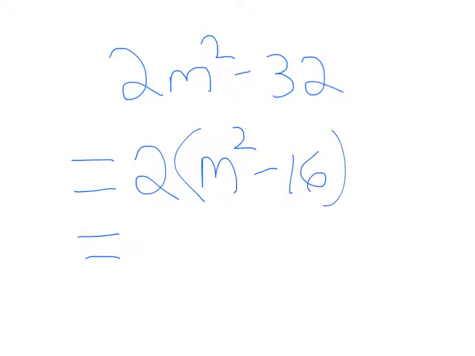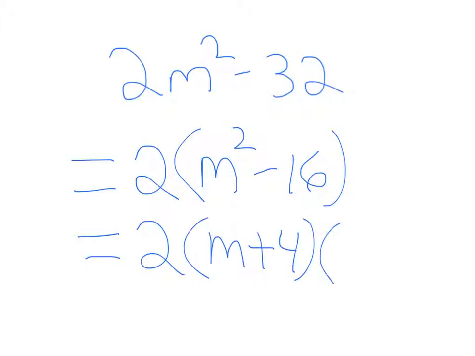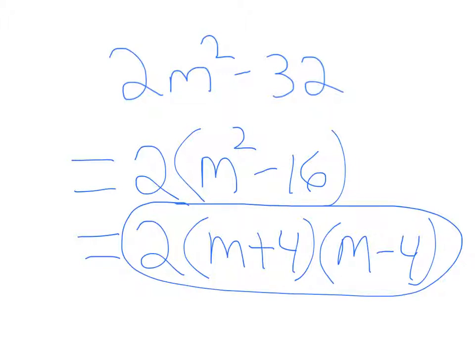Now m squared minus 16 is the difference of two squares, and I should end up with m plus 4 times m minus 4, because 4 times 4 is 16.